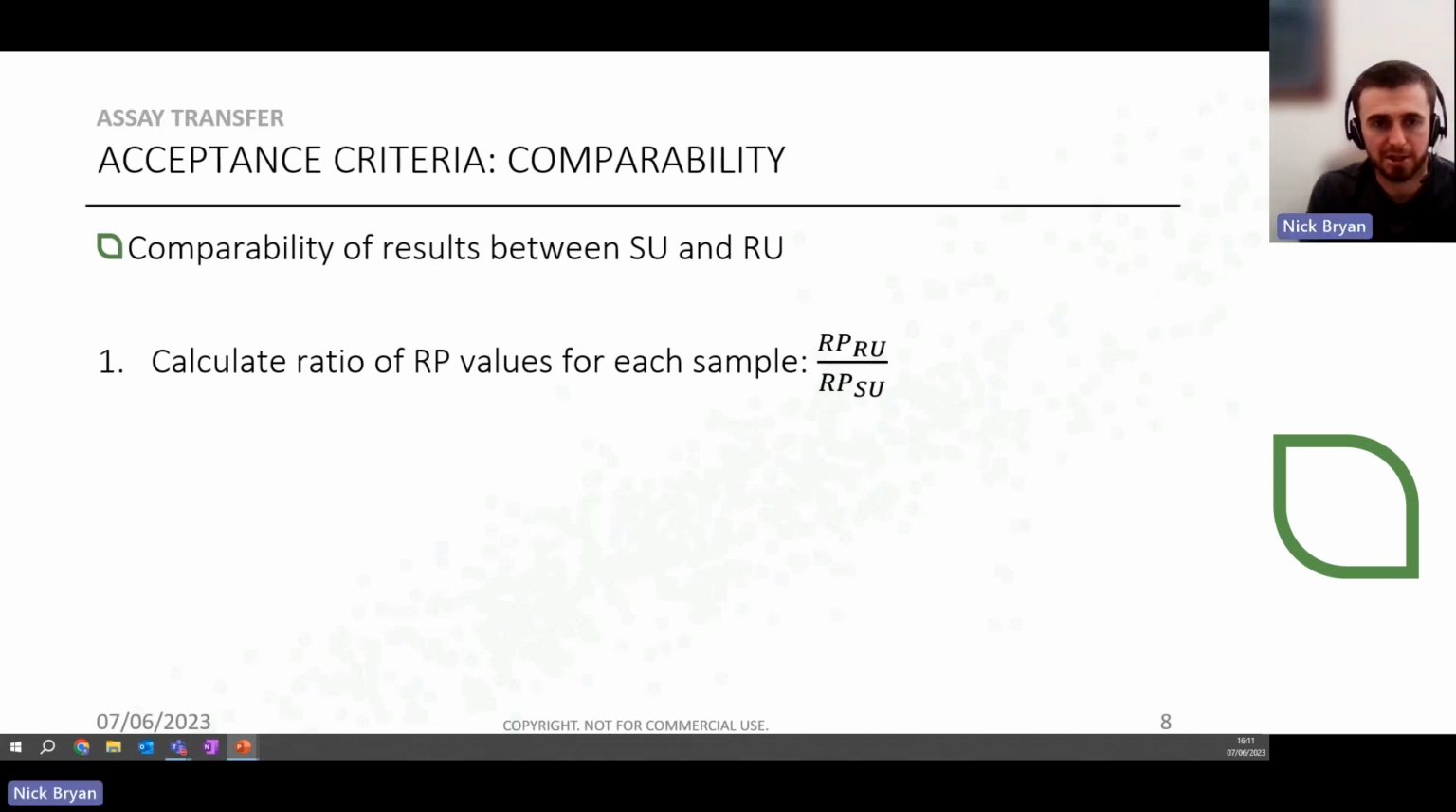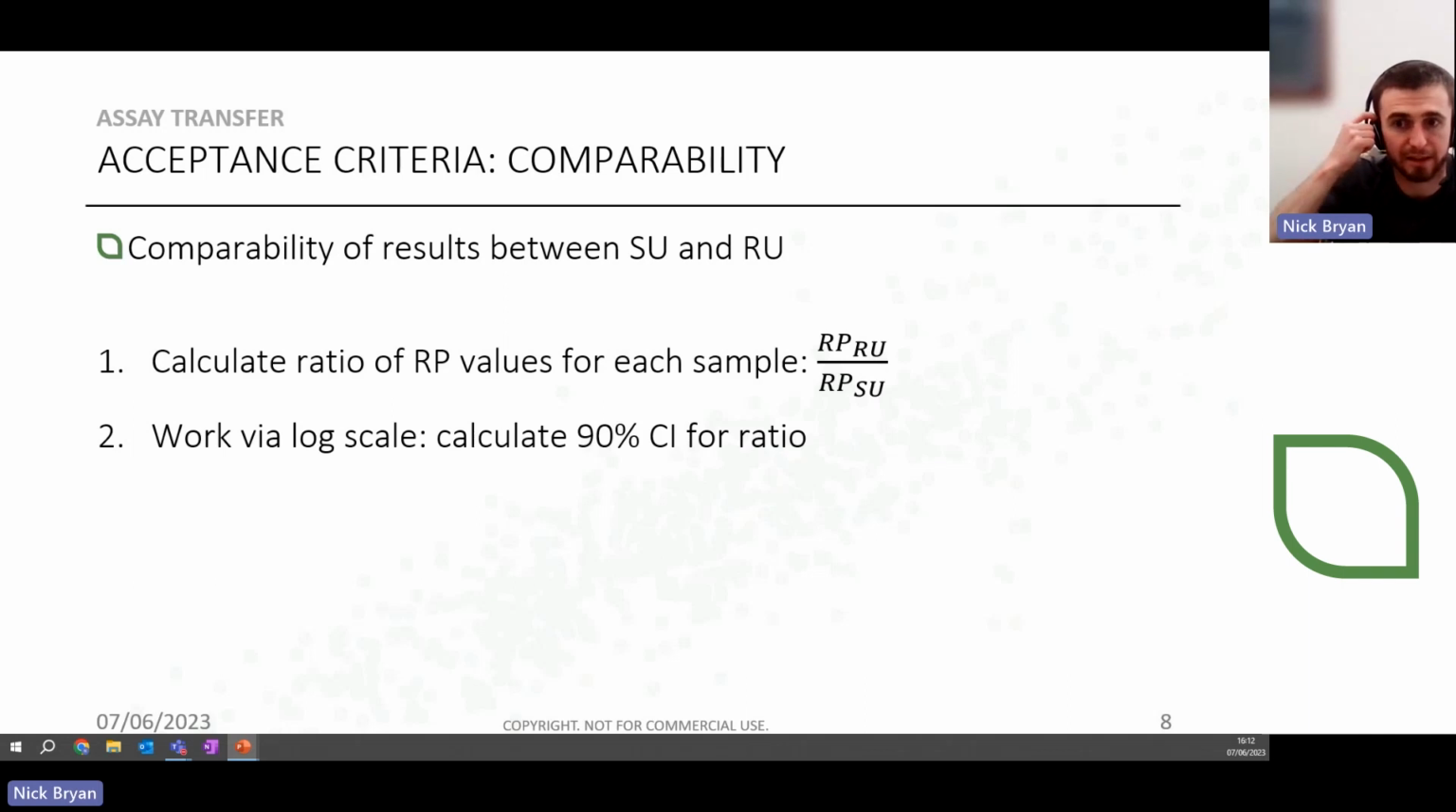We could then calculate the ratio of these relative potency values for each sample. And a ratio close to 1 in this case will indicate that we have more comparable results. So we might be either side of 1, but the closer we get to 1, the more comparable they are. And we're not just going to do this for a single sample, but we would use multiple samples, even if they are from the same batch, so that we can generate a bit more information.